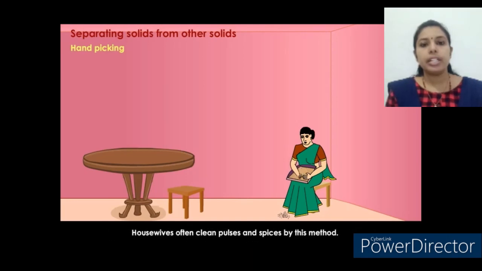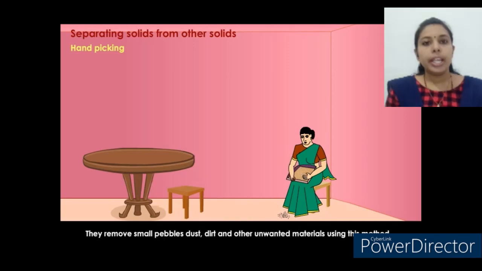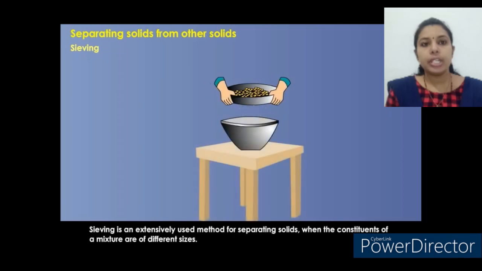Housewives often clean pulses and spices by this method. They remove small pebbles, dust, dirt and other unwanted materials using this method. The second one is sieving.